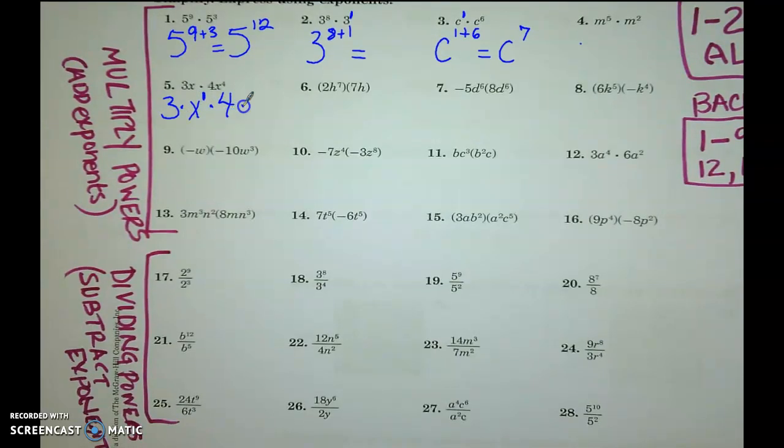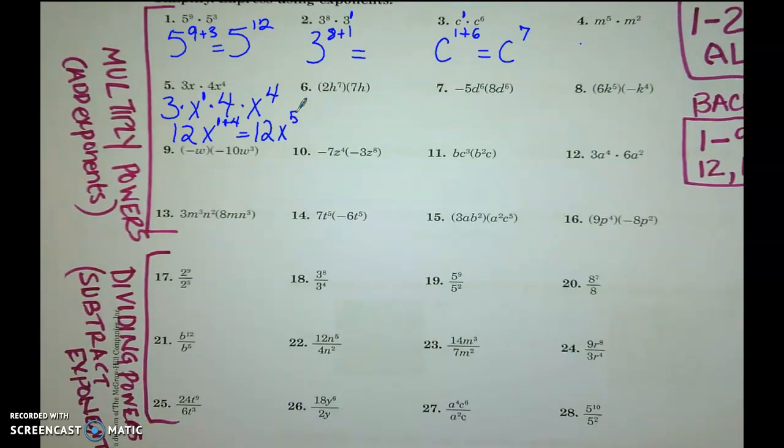Times 4 times x to the 4th. 3 times 4 is 12. Then we have x to the 1st plus 4th. And that's going to simplify to give us x to the 5th power. Number 6, we're doing the same thing.